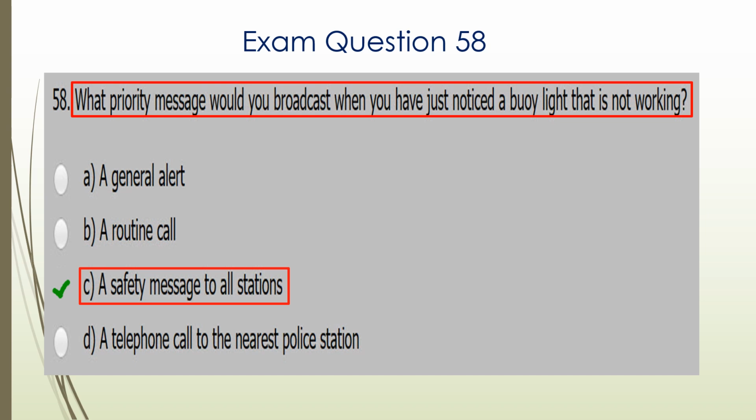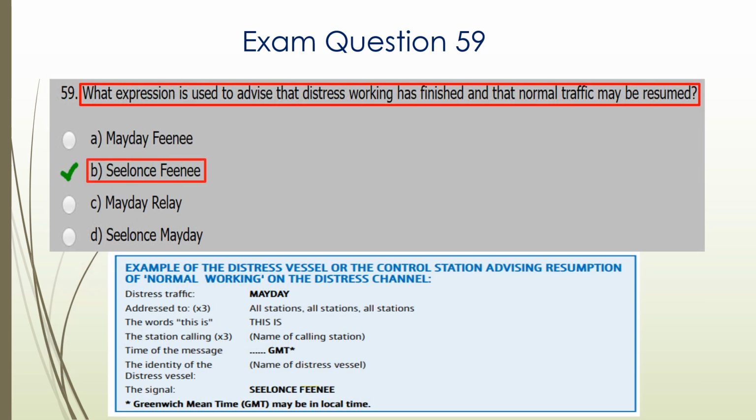Question 58. What priority message would you broadcast when you've just noticed a buoy light that is not working? So C would be the correct answer, a safety message, security in other words, for weather or navigational hazards. Question 59. What expression is used to advise that distress working has finished and that normal traffic may be resumed? The term there is silence fini. B is the correct answer.